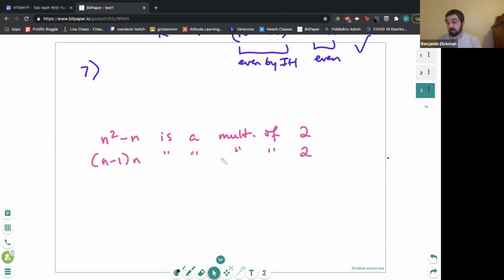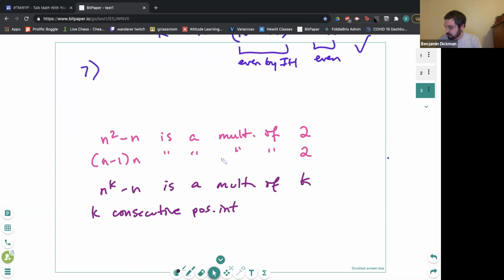So again, for dramatic effect, let's try switching colors. If you're asking me how to generalize this, well, we can't just replace n with a different letter, but we can replace the number with a letter. Maybe the first line says n to the k minus n is a multiple of k. And maybe the second one, that's 2 numbers in a row, so maybe k numbers in a row, k consecutive integers or naturals or positive integers have a product divisible by k.